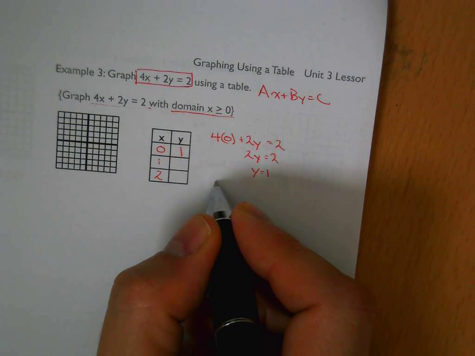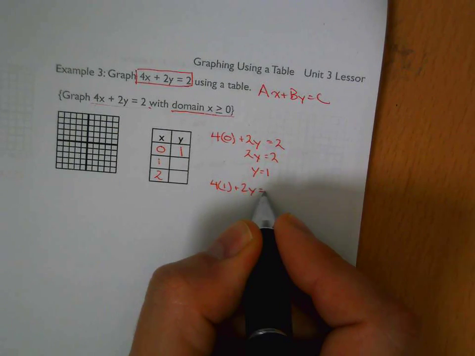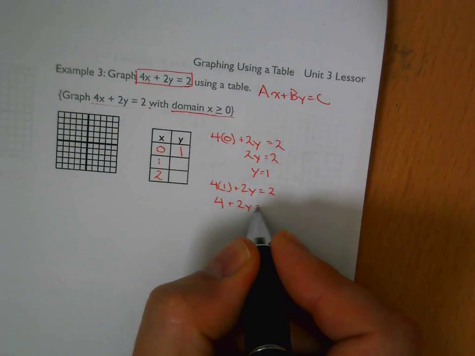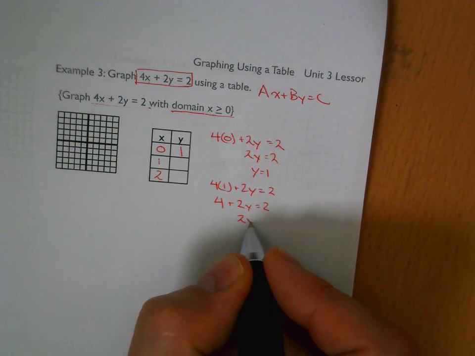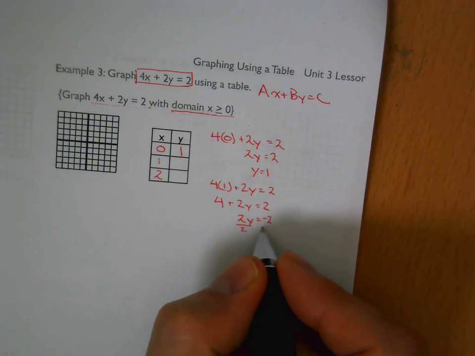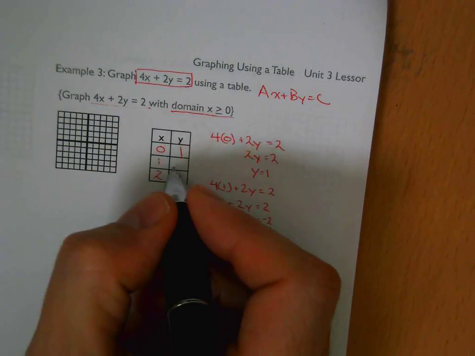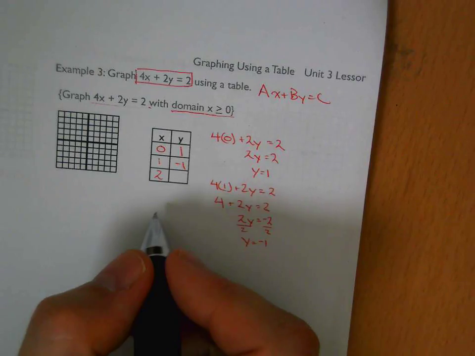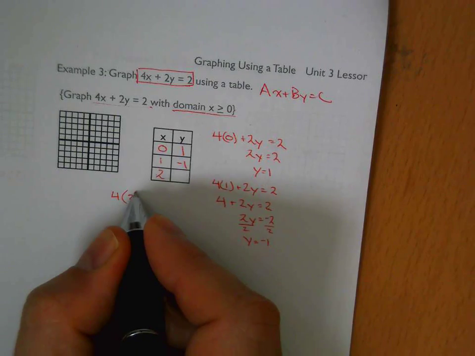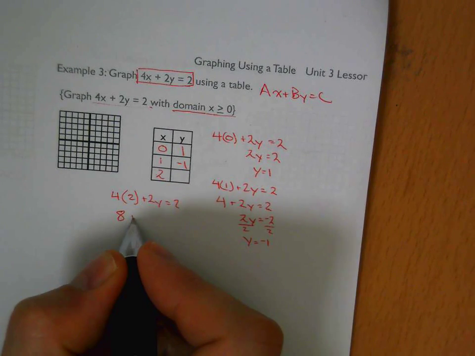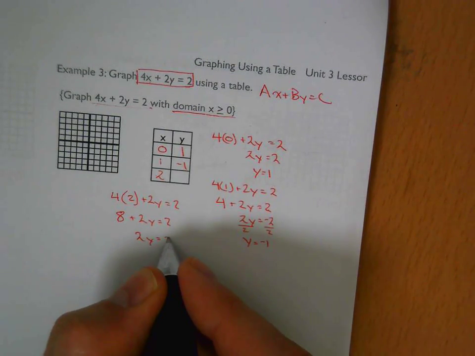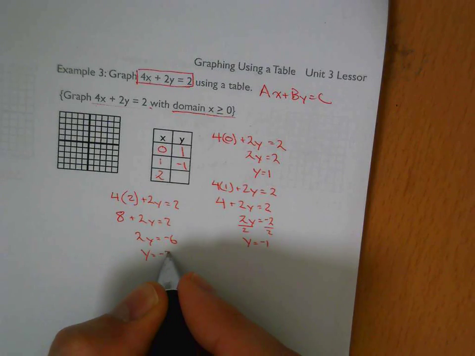Let's see, when x equals 1, I get 4 times 1 plus 2y equals 2. Again, I'm trying to solve for y. So I get 4 plus 2y equals 2. Subtract 4 from both sides, and I get 2y equals negative 2, 2 minus 4 being negative 2. Divide both sides by 2, and get y equals negative 1. All right, let's try one more. I'm going to plug in 2 for x: 4 times 2 plus 2y equals 2. So I've got 8 plus 2y equals 2. Subtract 8 from both sides. Now I've got 2y equals negative 6. Divide both sides by 2, and y equals negative 3.